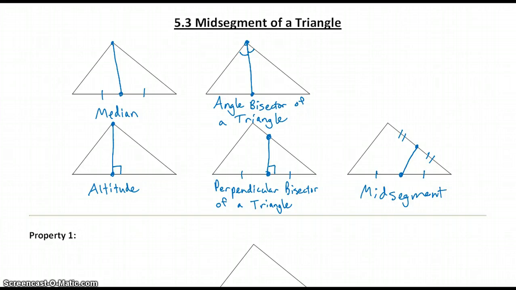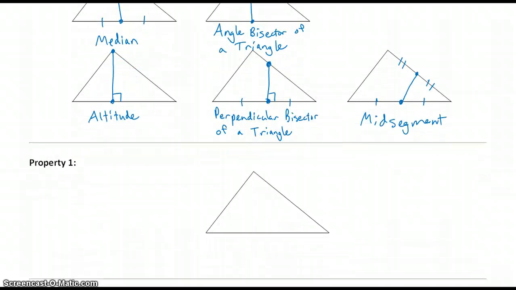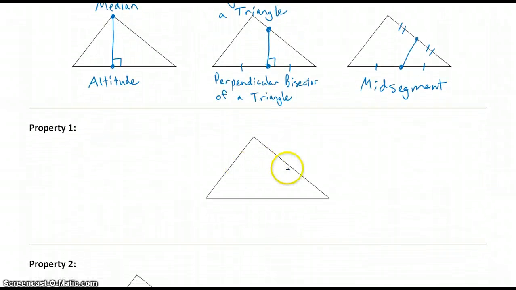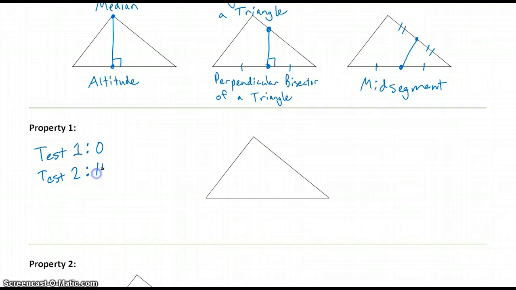The midsegment has three properties. The first property deals with the length of the midsegment. To look at its length, I'm going to create an analogy with two different tests. Let's say that on test 1 you score a 0, and on test 2 you score 100. Your average score is going to be halfway between 0 and 100. The average score is going to be 50.